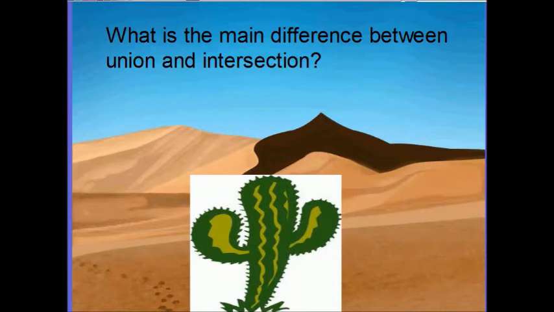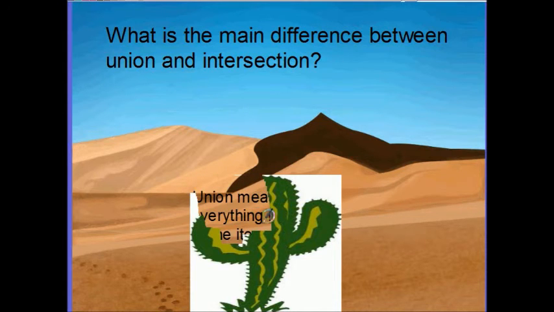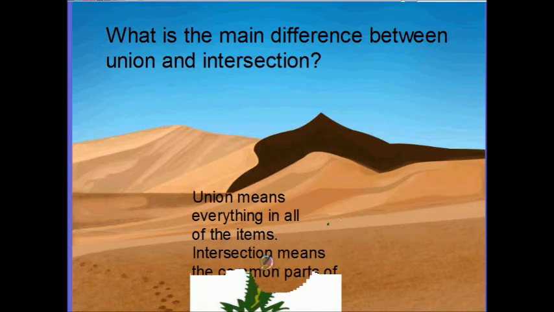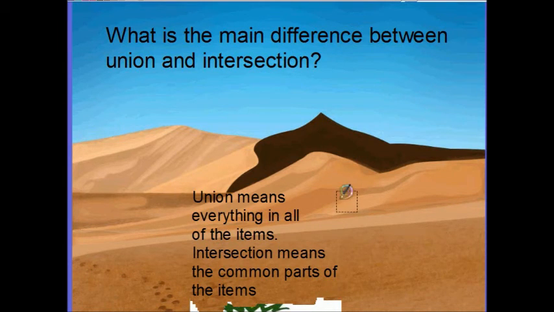So what's the main difference between union and intersection? Well, let's find out. The main difference between union and intersection is that union means everything in all of the items, whether that's 2, 3, or 4 things occurring. What would happen if you combined everything all together? Intersection just means the common parts of the items, so only the meeting points.